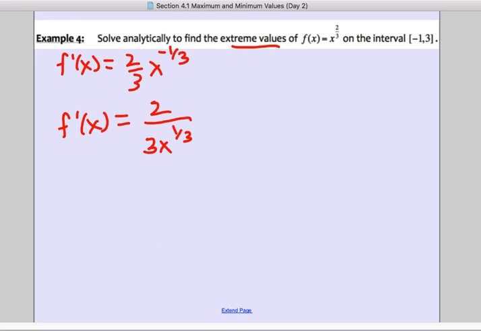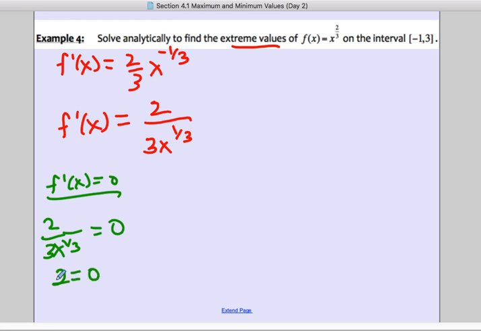Okay. Now we go ahead, set our derivative equal to 0. So I have 2 over 3x to the 1/3 equals 0. If I times both sides by my denominator, I would have 2 equals 0. Can 2 equal 0? No. So this one actually gives us no info. Okay, no info this time.